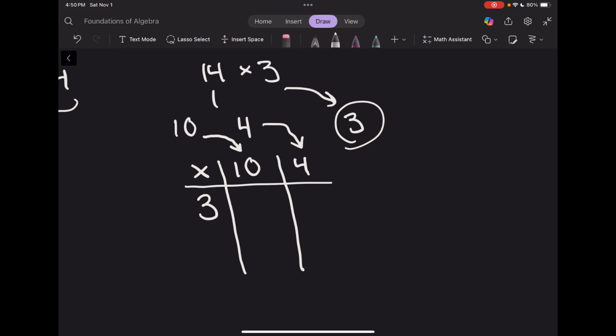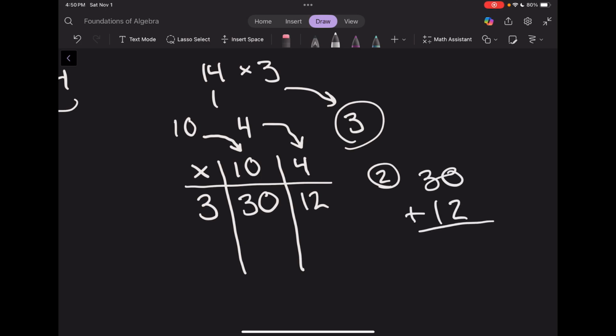And then we do 3 times 10, which is 30, and 3 times 4, which is 12. And then my second step is to add those numbers together, and we get 42.